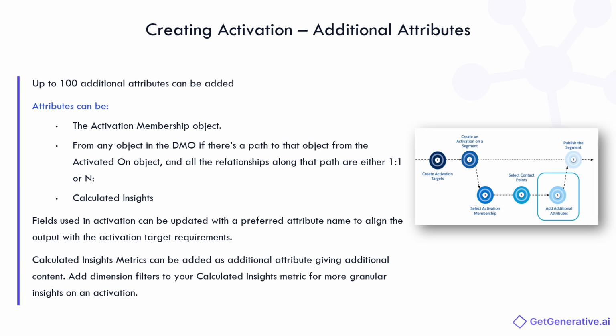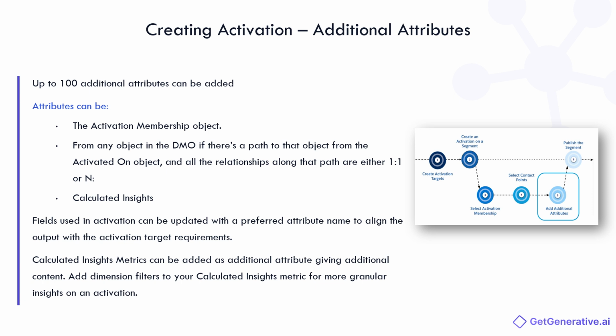They can be from the objects in the data model if there's a path to that object from the activated object. Basically, the direct or indirect relationship from unified individual to sales orders, to cases, to parking reservations, parking spaces, etc. The relationship can be 1:1 or n:1. We can also send calculated insights because calculated insights eventually reside within the source of the object, the activation membership object. So the look and feel are pretty much the same as while we are segmenting the data. It's very similar for activation as well.